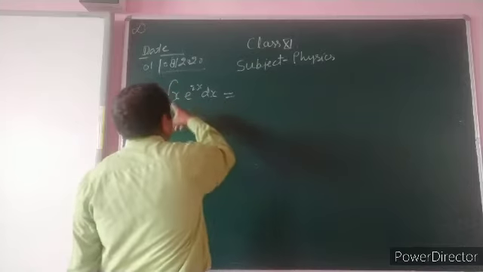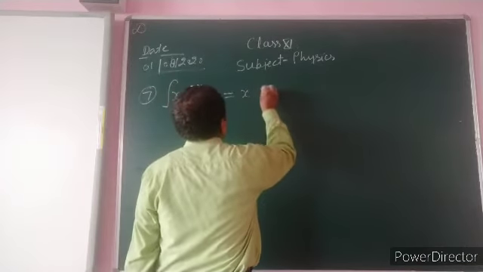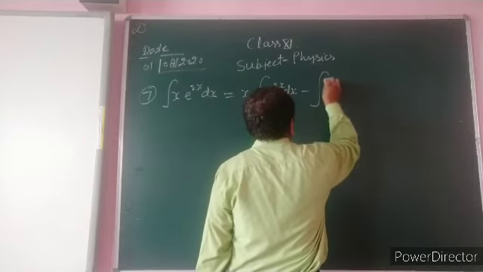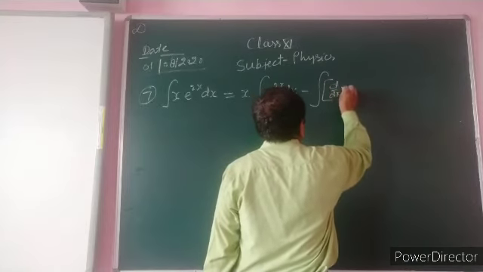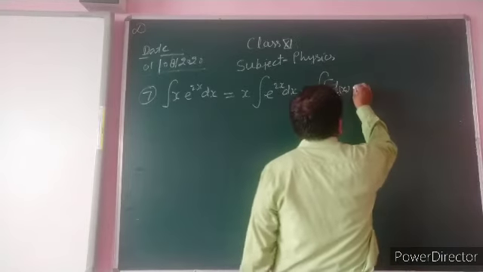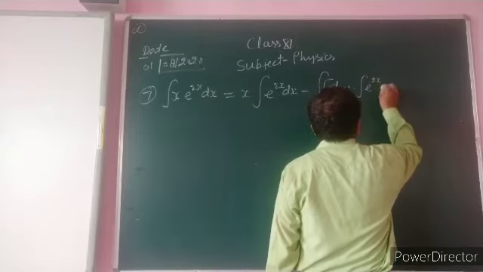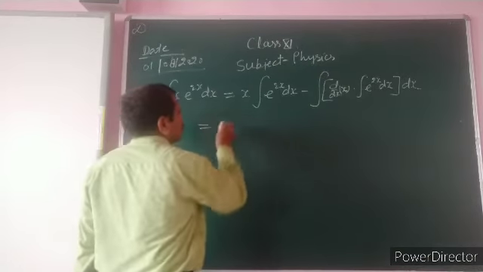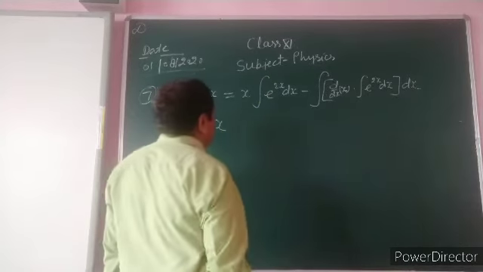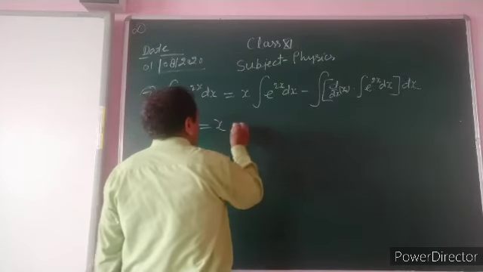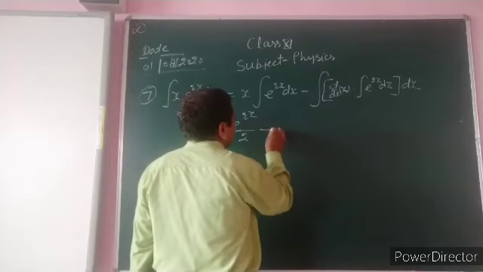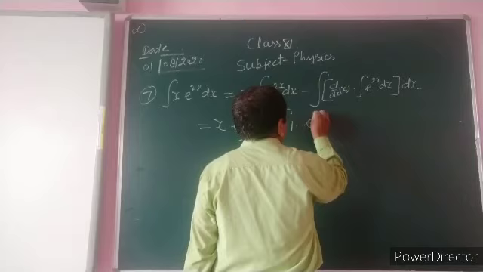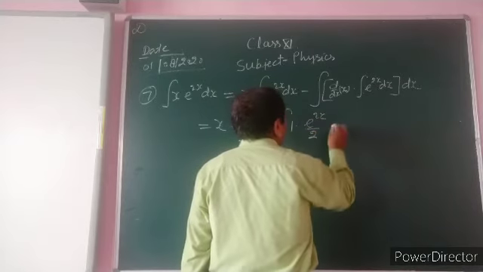Equals first function x, integral of second function e to the power 2x dx, minus integral of differential of the first into integral of the second dx, equals x into e to the power 2x upon 2 minus integral, the differential of x is 1, and the integral of e to the power 2x is e to the power 2x upon 2, dx.